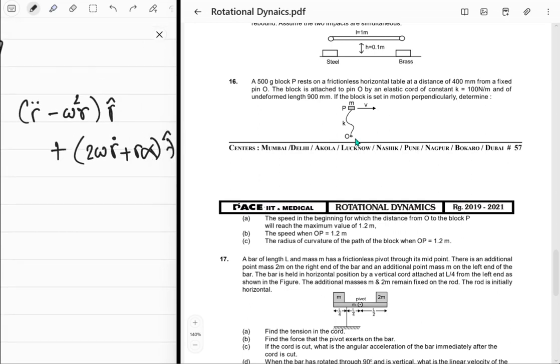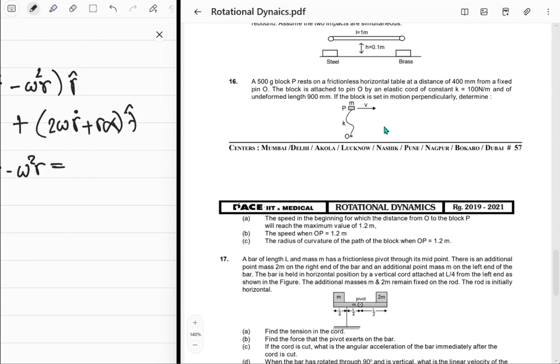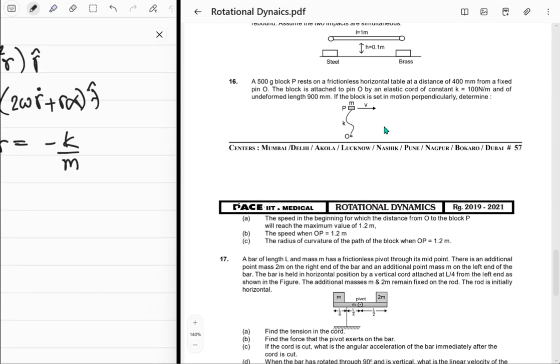What am I supposed to do now? You can use these equations, of course. Just write down some equations. First of all, r double dot minus omega squared r is equal to the radial force on this guy upon m, which is in the negative r hat direction, negative k upon m, times the extension, which is just r minus L naught.